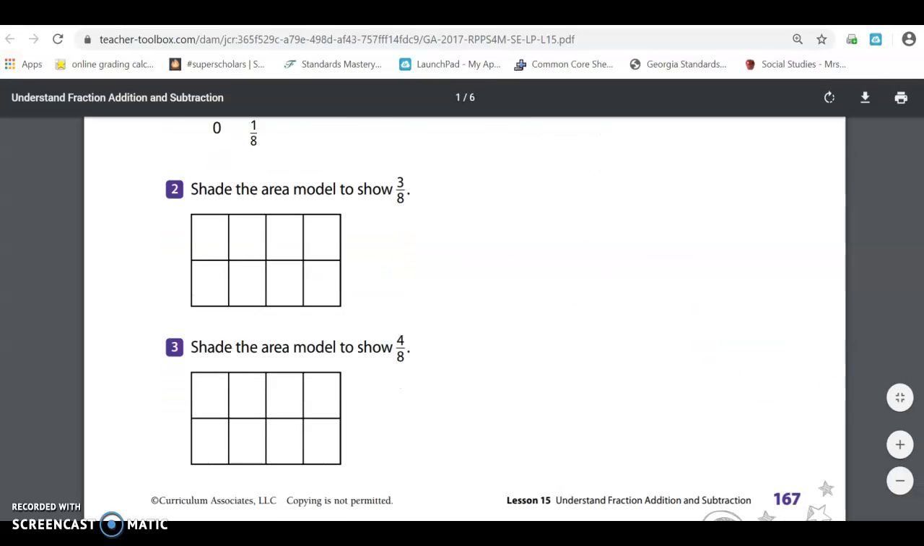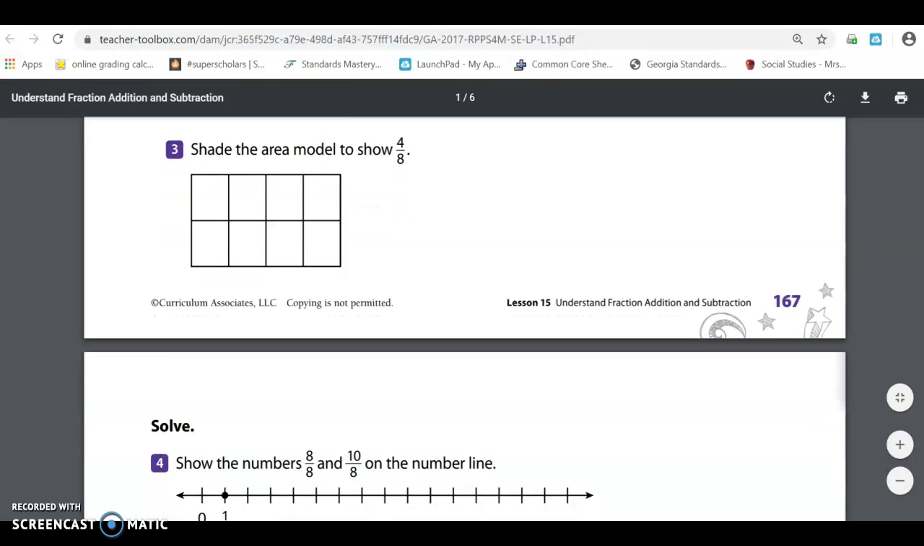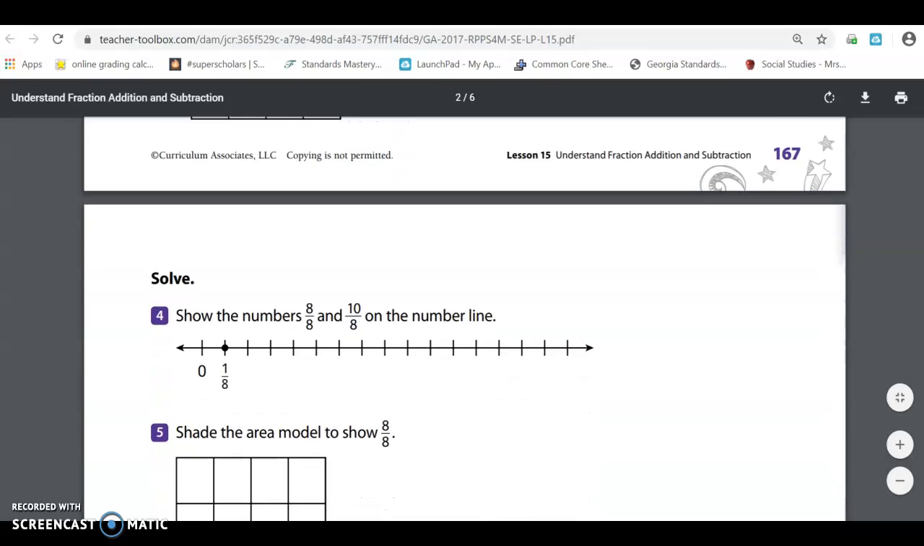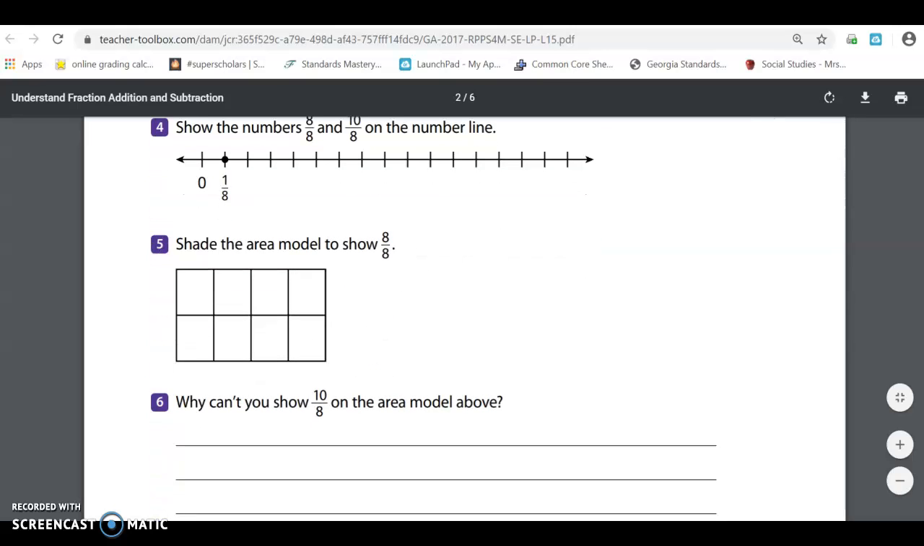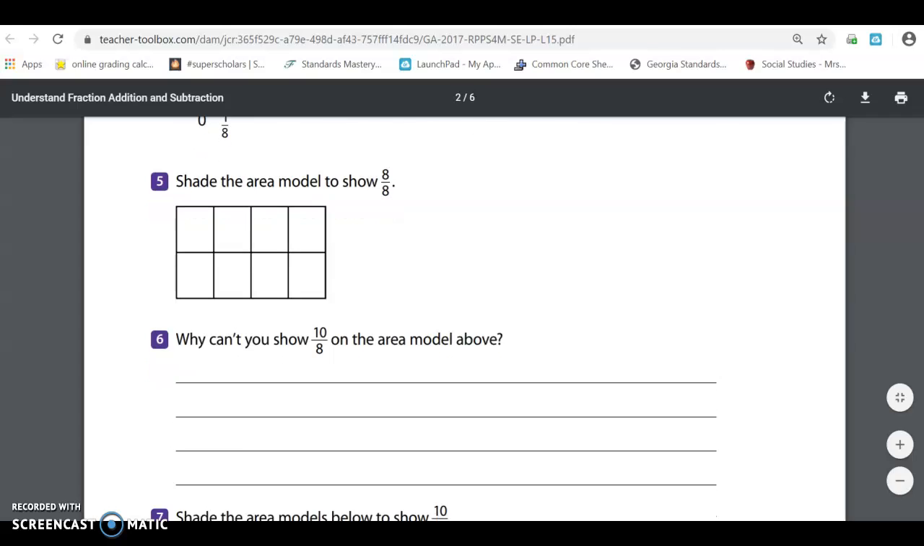Okay, let's find another problem. We can do an example just to make sure everybody understands. Oh, I like this one, number 5. It says shade the area model to show 8/8. It's partitioned into 1, 2, 3, 4, 5, 6, 7, 8 equal parts. So I would shade all 8 parts to represent 8/8. Let's look at number 6.